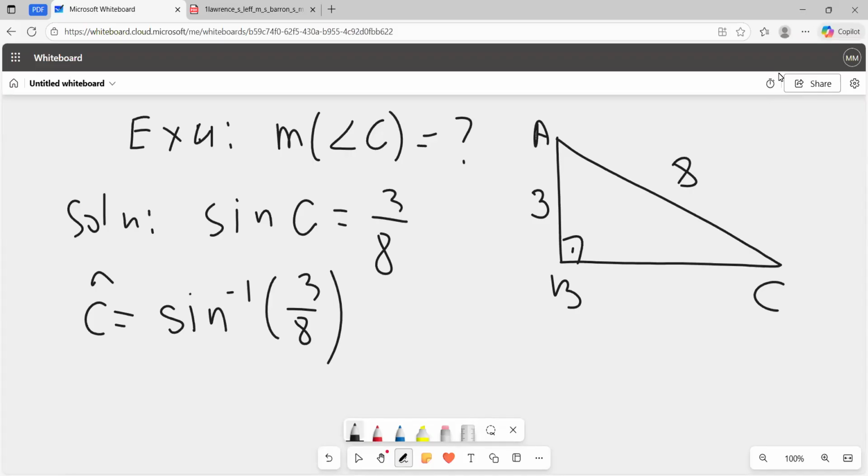Three divided by 8. And it's equal to approximately 22 degrees, if I didn't find it wrongly. Okay.